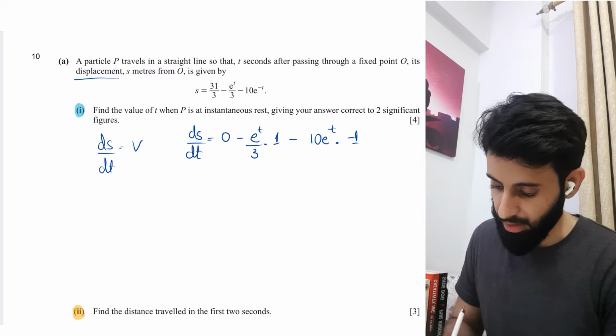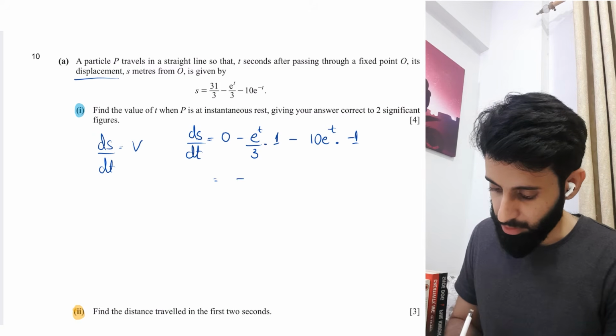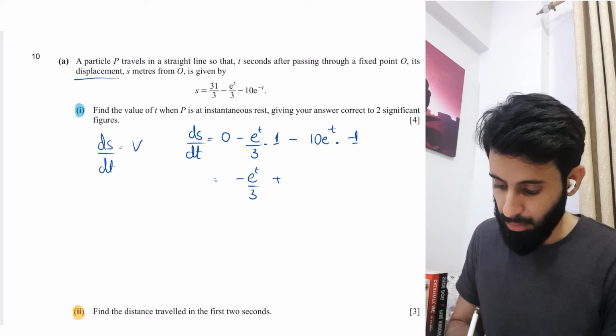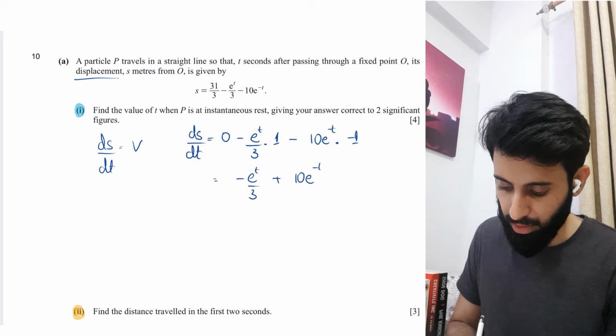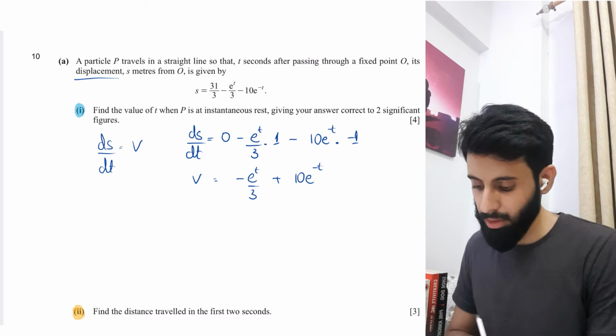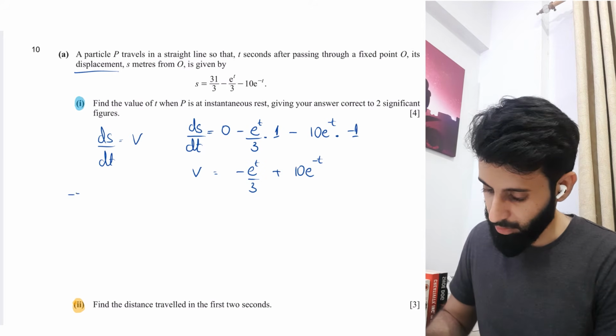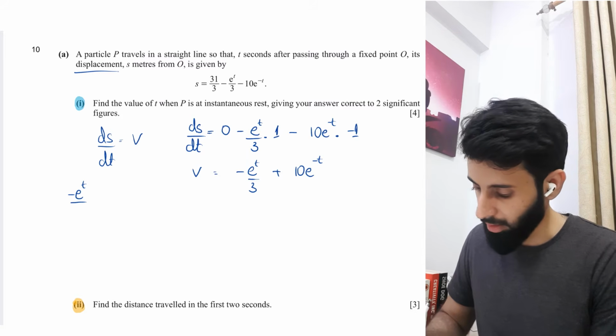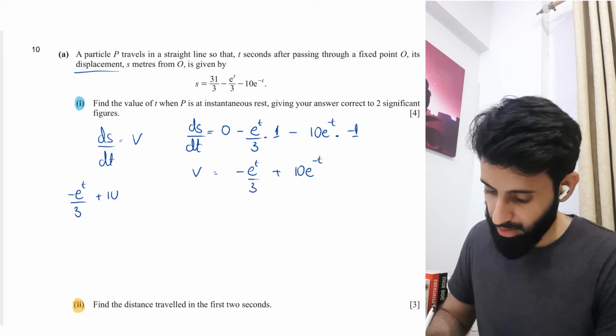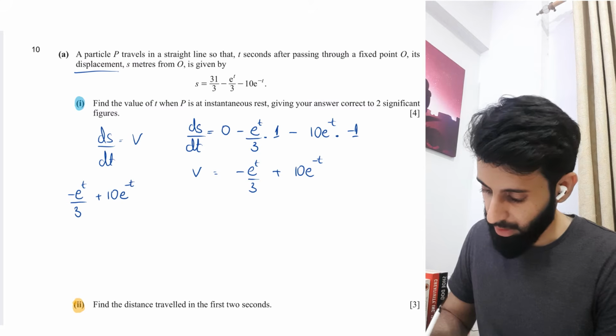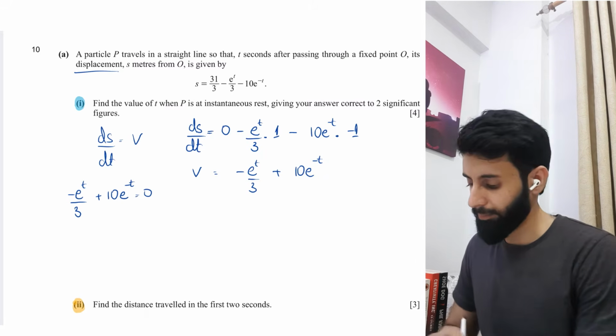Okay, so let's write this nicely. I'm just going to ignore the 0. That means I have minus (1/3)e^(t/3) plus 10e^(-t), and this is what velocity is equal to. The next thing I'm going to do is set this equal to 0. So I'll continue from here. I'm looking at minus (1/3)e^(t/3) plus 10e^(-t) equals 0. Okay.